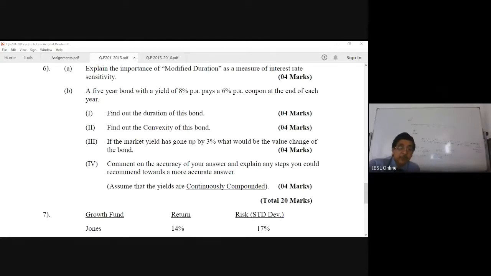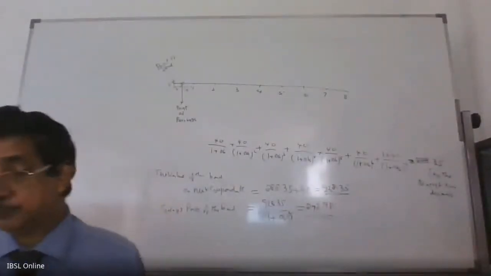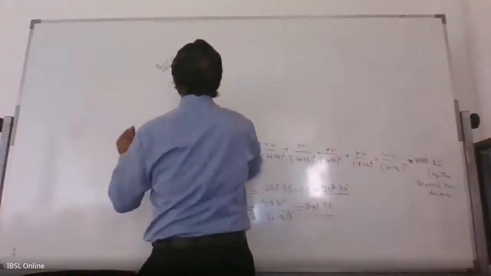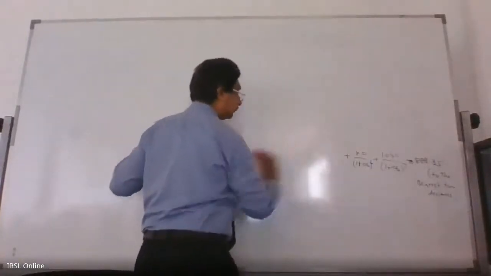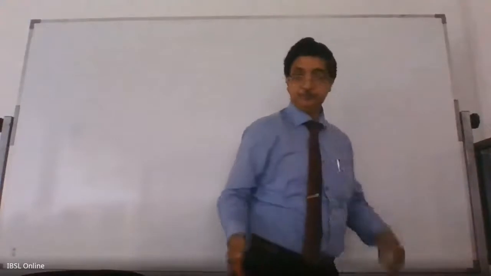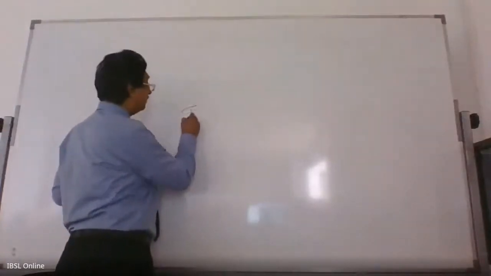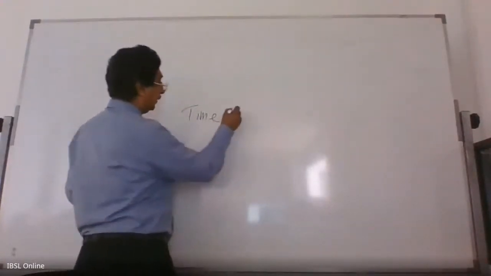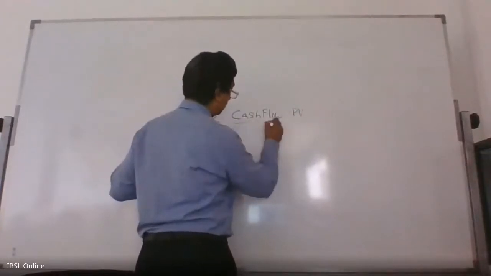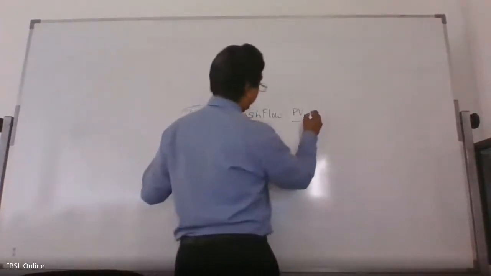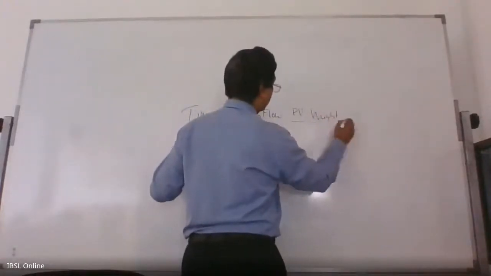Okay. We will do this. You can say time, cash flow, present value, then weight, time into it.